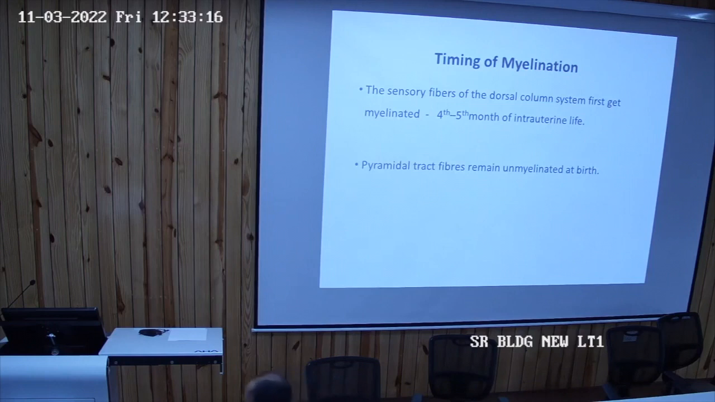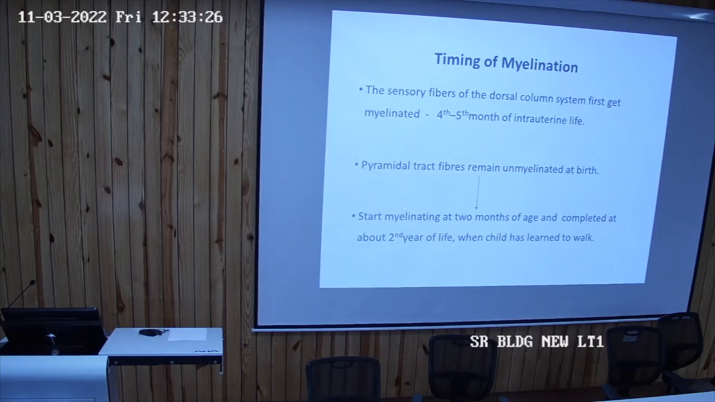They remain unmyelinated at birth. After a few days of birth, approximately at 2 months of age, it starts myelinating. So the motor tract starts myelinating at 2 months after birth, and it is completed up to the 2nd year of life. So the process of myelination is complete.